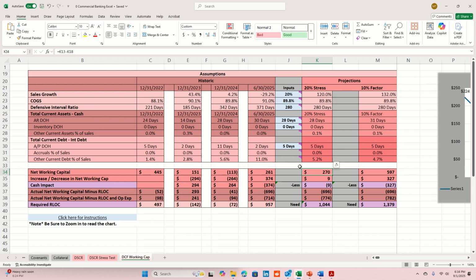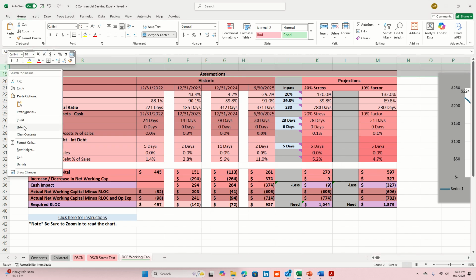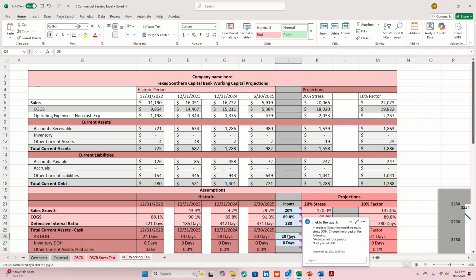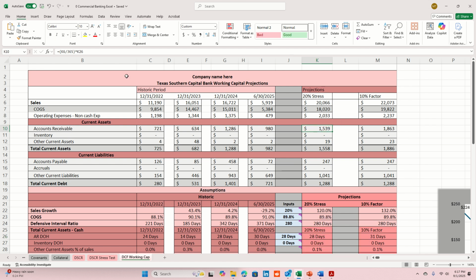You know, this is pretty cool stuff, honestly. And what I'll do is I'll unhide this again. If you look here, we calculated it. I know I'm moving fast, guys. Let me slow down. You see accounts receivable days on hand. We have our days on hand calculated. So we take that days on hand.